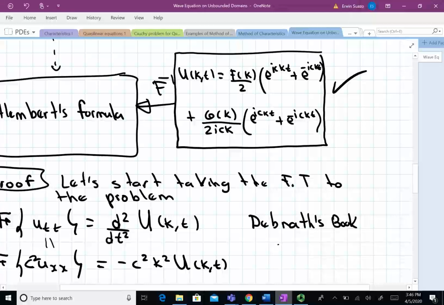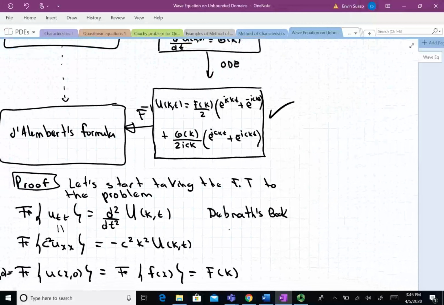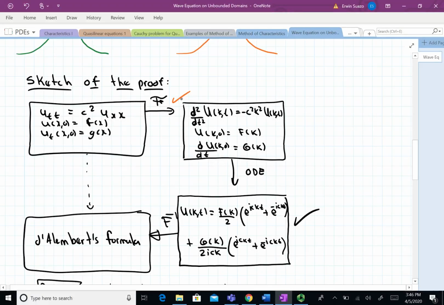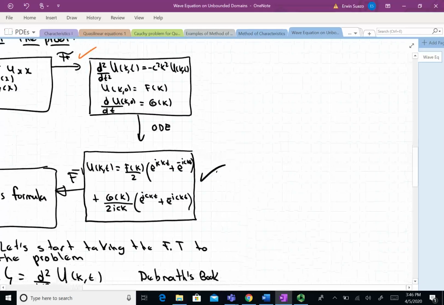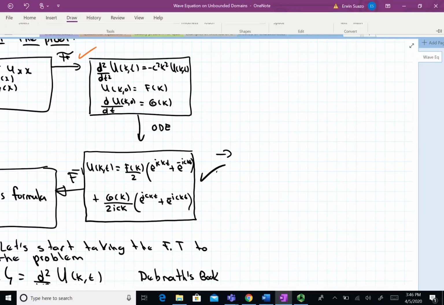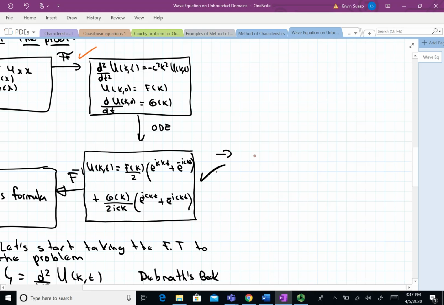Okay, so we continue with our proof of the Alembert's formula for the wave equation. In my previous video, we did step 1 and step 2. Now we're going to go backwards. So what does it mean? We need to take the Fourier inverse of this guy. We have to take the inverse Fourier transform of capital U(k,t), okay?